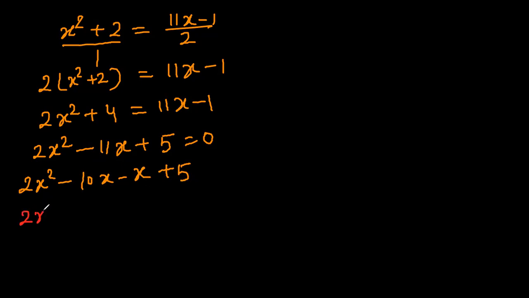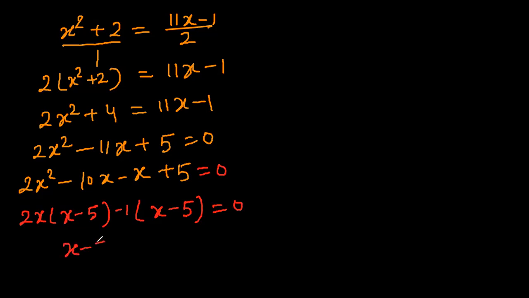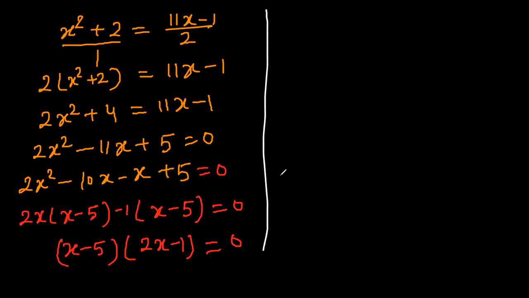We get 2x common, x minus 5 equal to 0, right? And then minus 1 common, x minus 5 equal to 0. That will give you x minus 5 in one bracket, and then 2x minus 1 equal to 0. So let's solve this quadratic. Product of the two factors is 0.